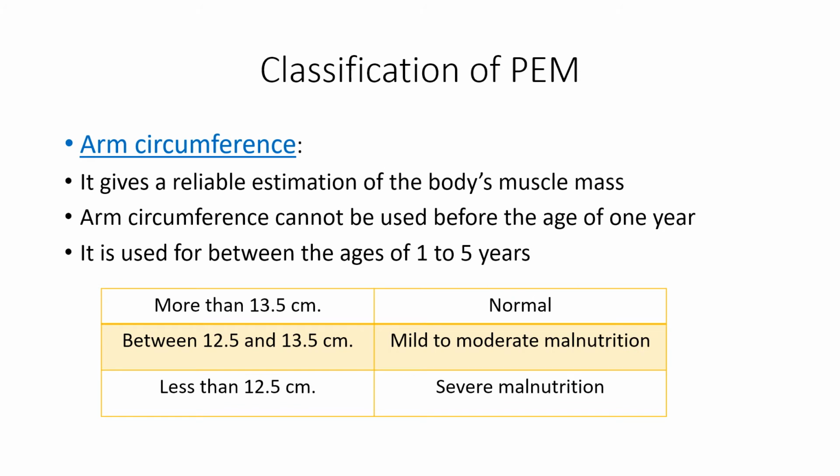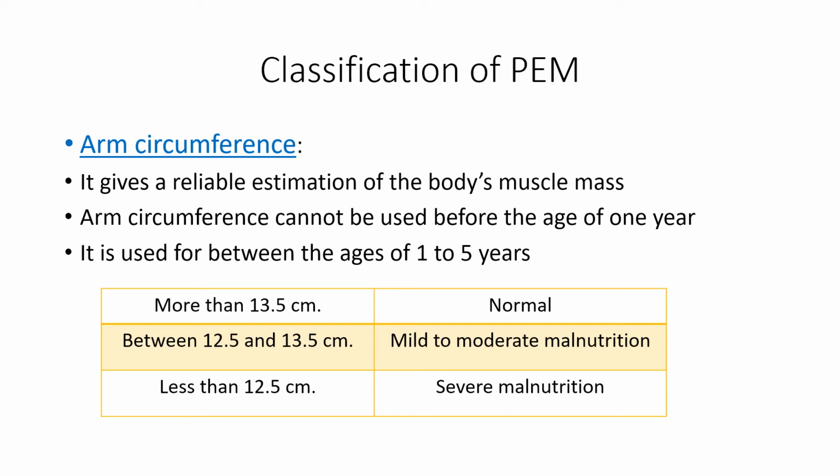Okay, moving on to the last type of classification, which is commonly used in the field in the public health system of India, that is the mid-arm circumference. It is also the classification relied on by the WHO, which is easy to administer at the field level. It gives a reliable estimation of the body's muscle mass, because between the age of 1 to 5 years, the muscle mass at the arm of children will be at a reasonably stable level. It cannot be used for children less than 1 year, and it cannot be used for children more than 5 years. So between 1 to 5 years of age, it can be used.